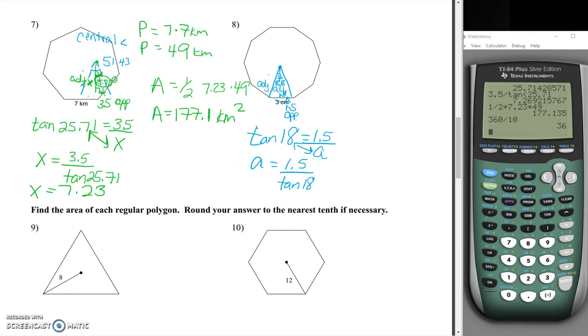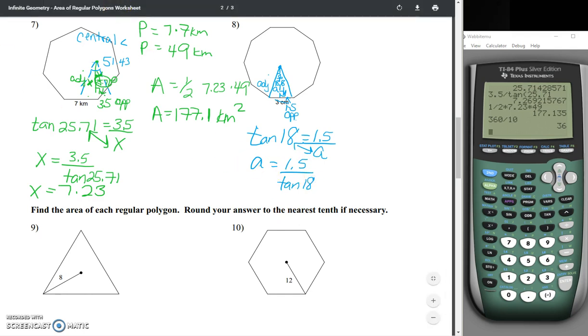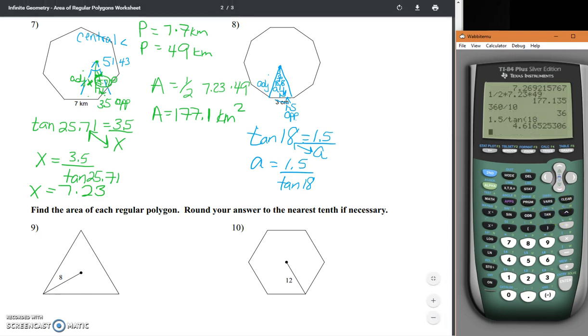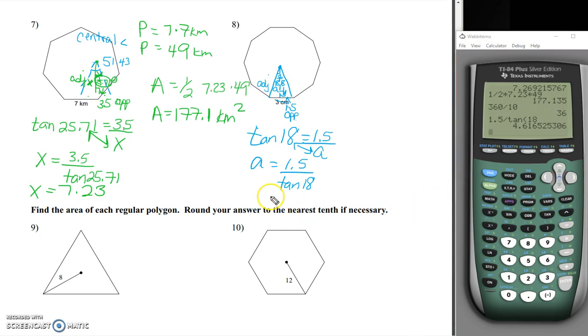And go back to my calculator. Type in 1.5 divided by the tangent of 18, and I get 4.6. So my apothem is 4.6 centimeters. My perimeter, I have 10 sides, so my perimeter is 30 centimeters.